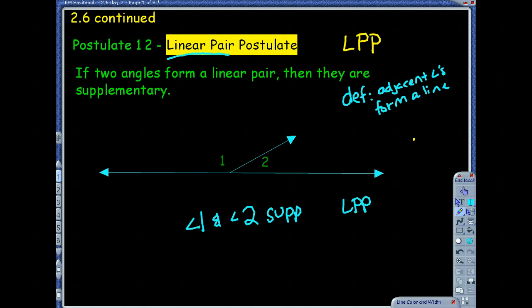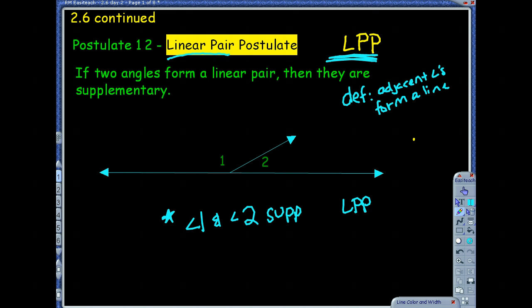So this is a very nice shortcut for us. When you see a linear pair just from a picture, there's now something we can state just from a picture, and that doesn't happen very often. So this is one of those very few things we can do. Get comfortable with this postulate because we're going to use it a lot. LPP.